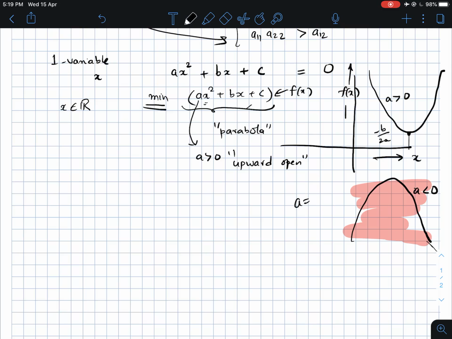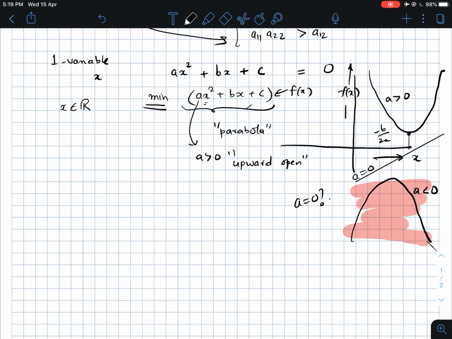What if a equal to 0? If a equal to 0, then this just becomes bx plus c, right? So it's just going to be a line. So if a equal to 0, then it's going to be some line. Just draw it for illustration purposes. In this case also, it doesn't make sense to talk about the minimum, does it?